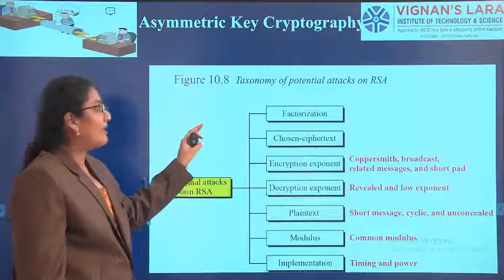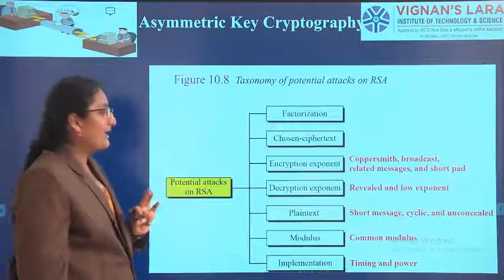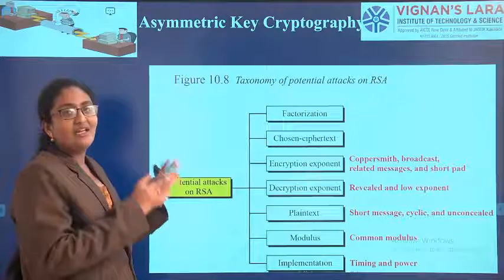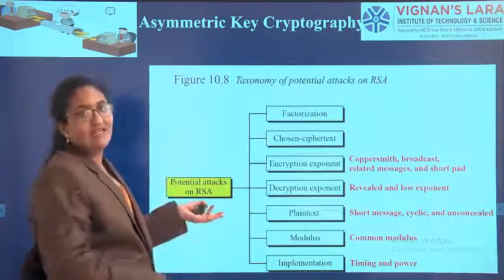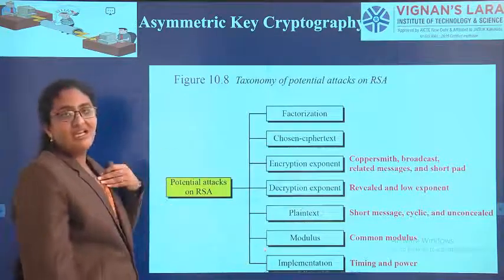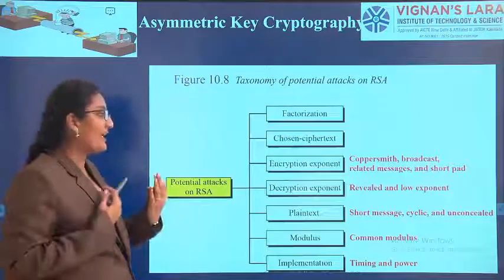Factorization. Since we are talking about mathematics, we have the factorization problems. Chosen plain text and chosen ciphertext are nothing but the attacker concentrating only on ciphertext, or only on plain text. Then implementation is nothing but while implementing the RSA algorithm, I have some technical issues.